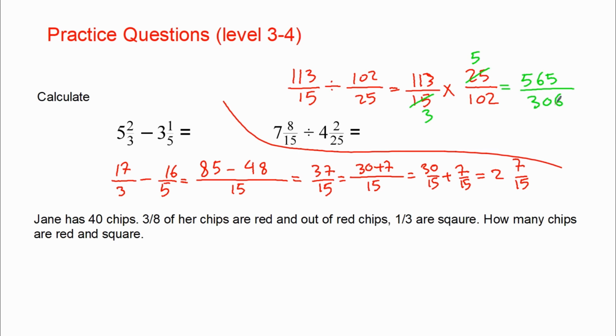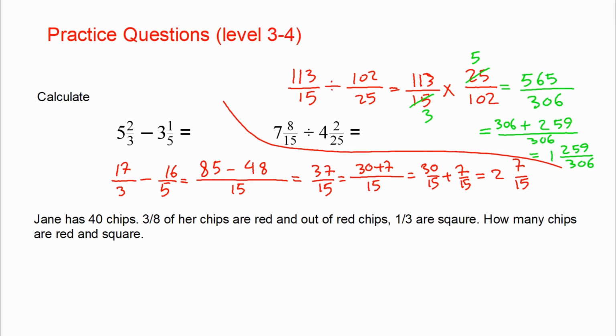So this can be again written in a mixed format. So 565, the largest number within 565 that is divisible by 306 is 306 itself. So that would be 306 plus 259 divided by 306. And if we do 306 divided by 306, basically that is 1. So the final answer would be 1 and 259 over 306.